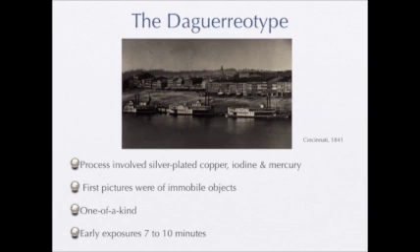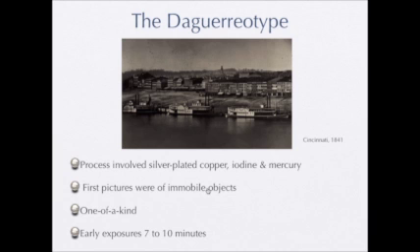The process involved a silver-plated piece of copper, fumed with iodine, exposed, and then fumed with mercury. The first pictures were almost always of immobile objects because the daguerreotype was very slow in terms of what we would think of as its ISO speed or its sensitivity. Every picture was one of a kind, meaning that you couldn't make copies of these things unless you stood in front of the subject for a lengthy period of time. And the early exposures were fairly long, 7 to 10 minutes.